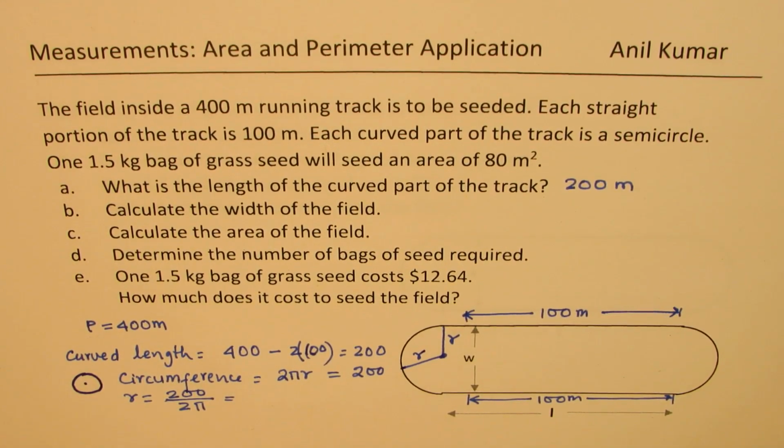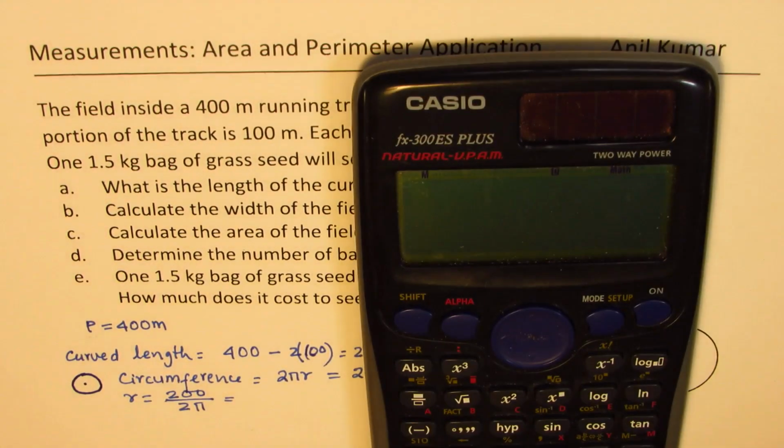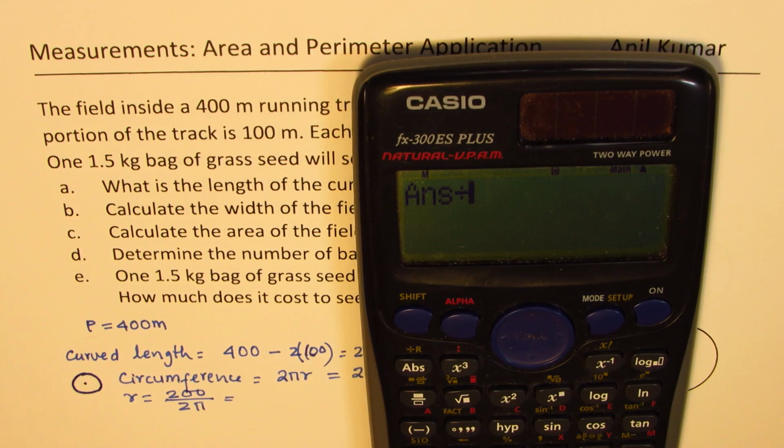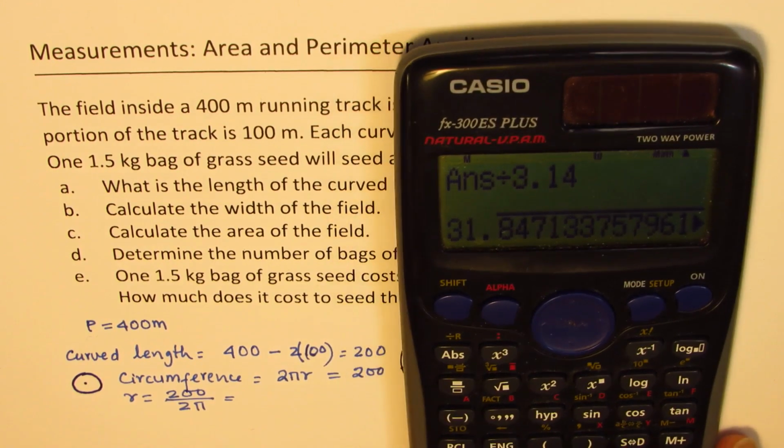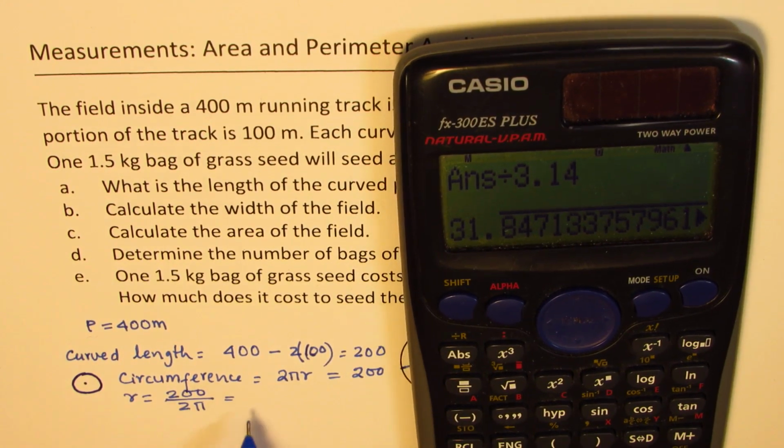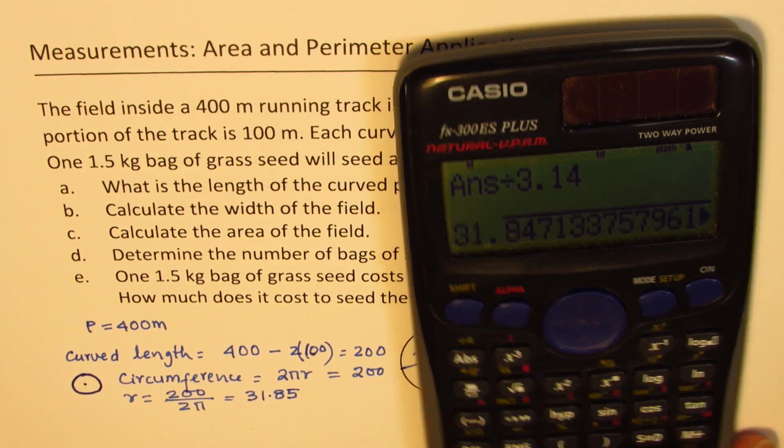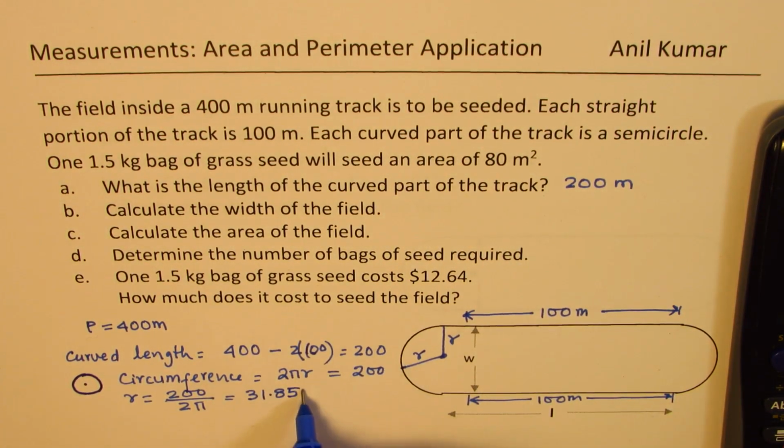So let's calculate the radius of this circle. We'll divide 200 by 2, and then we'll divide it by pi. We'll take the value as 3.14. So in decimals, we get 31.85. Okay, so we'll round it to 31.85 meters. So that becomes the radius.